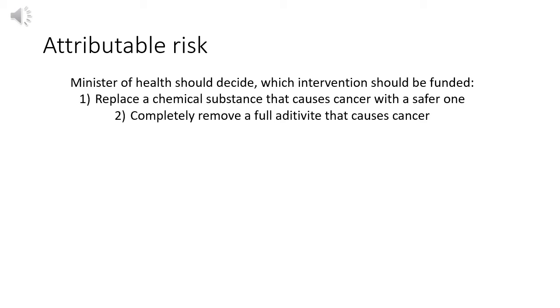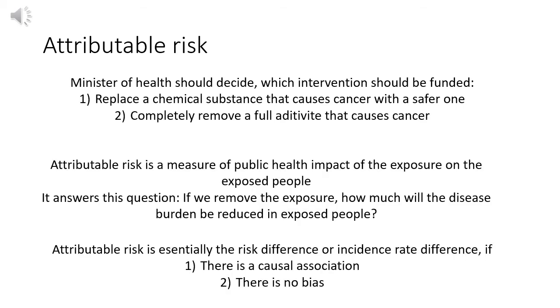In this case, it would be helpful to know the attributable risk. Attributable risk is a measure of public health impact of the exposure on the exposed people. It answers the question, if we remove the exposure, how much will the disease burden be reduced in exposed people? Attributable risk is essentially the risk difference or incidence rate difference, if we can assume causality between exposure and outcome, and if there is no bias.